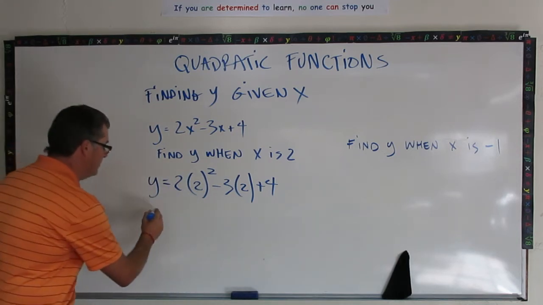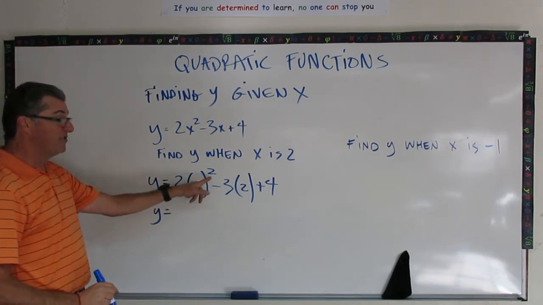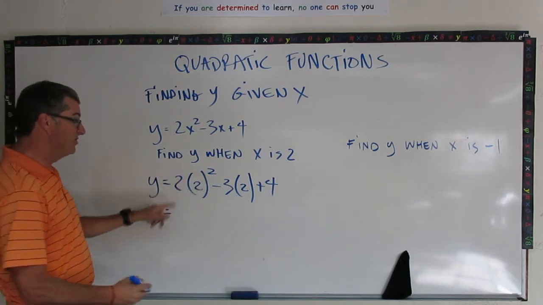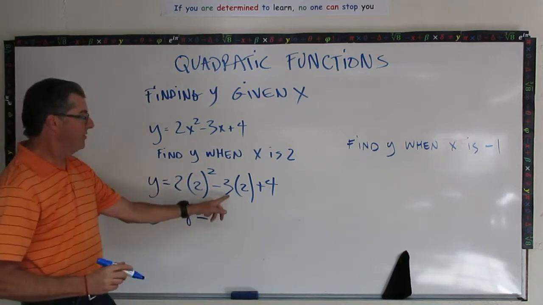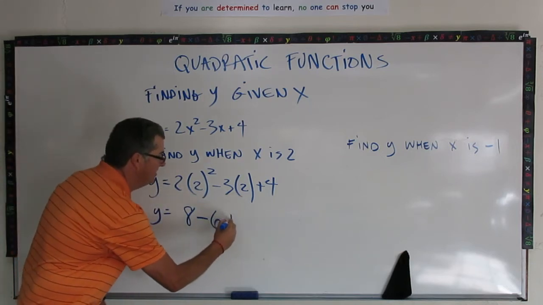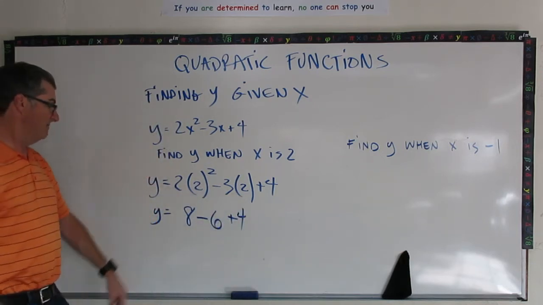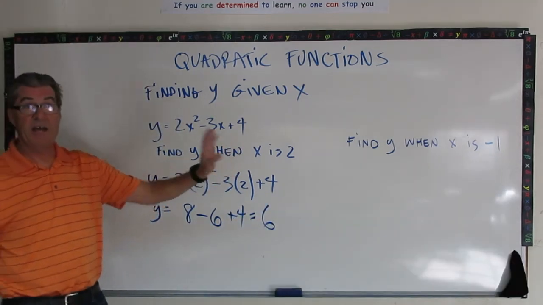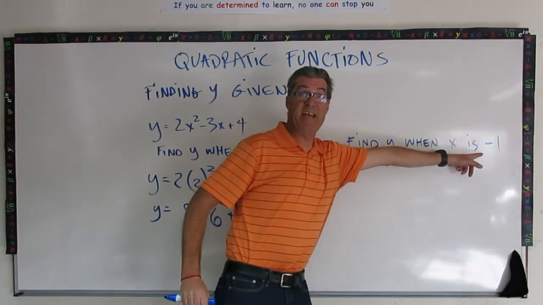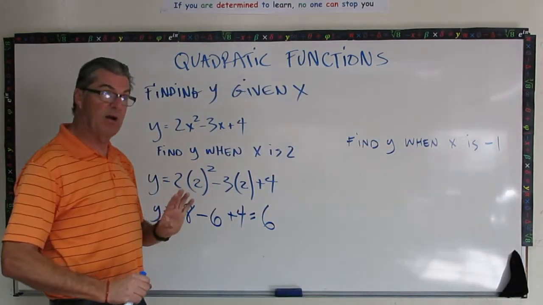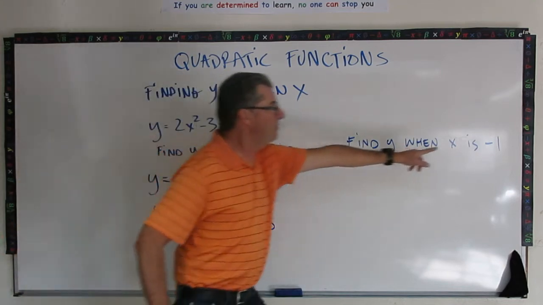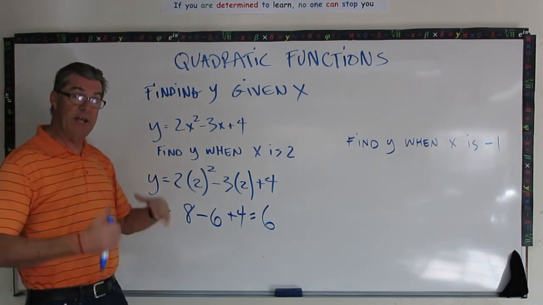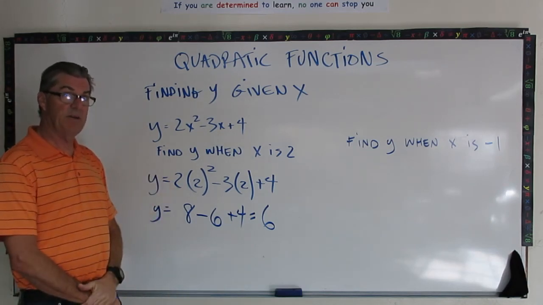Okay, now let's start crunching the numbers. Remember, I have to square this first before I multiply it by 2. So 2 squared is 4, times 2 is 8. Get 8. 3 times 2 is 6, so 8 minus 6 plus 4. So what do we get? This is indeed 6. What I'd like you to do is try to find y when x is -1, okay? So same type of problem, but instead of plugging in 2 for x, we're going to plug in -1 for x, and you're plugging it into this function here. So go ahead and pause the video and see if you can finish that problem.